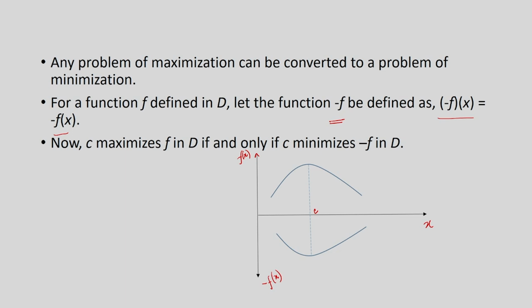After drawing the mirror image, you can straight away see that at this particular point, small c, f is maximized, but that itself means that minus f is minimized. So, this is the point of minimization of this function, and this is the point of maximization of this function. That is how they are related. In other words, if we are maximizing a function, then at the same time we are minimizing the minus of that function.